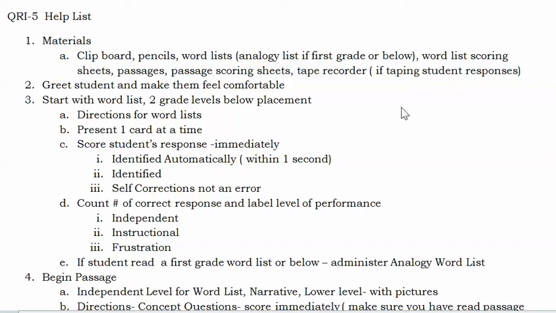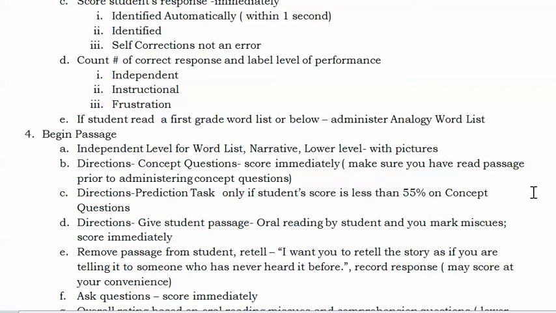You have to find the independent, instructional, and frustration level, all 3 of those levels, for their word list. If a student read a 1st grade word list or below, be sure to administer the analogy word list. You don't have to administer the same regular word list, just the analogy word list. Then you're ready to begin the passage.